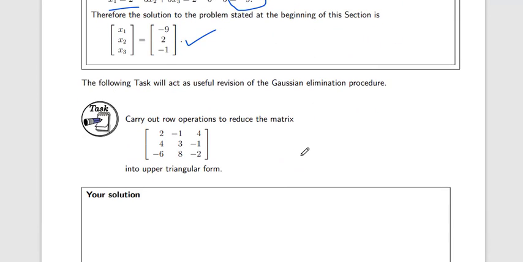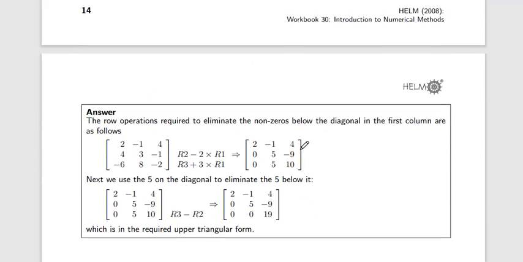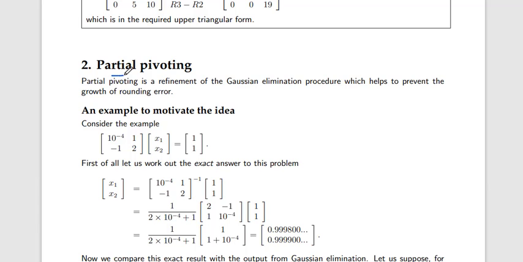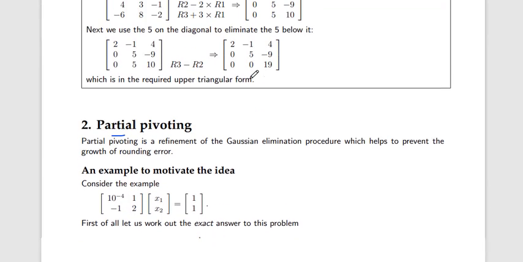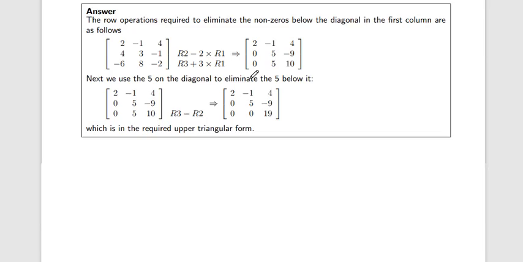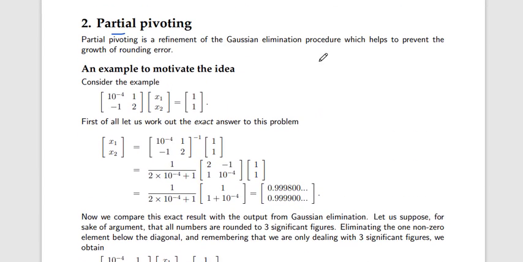Okay, now let's start with our new topic, partial pivoting. Okay, what is partial pivoting? Partial pivoting is a refinement of the Gaussian elimination procedure which helps to prevent the growth of rounding error. Okay, let's forget about this statement and start with some examples, then we will discuss this definition.